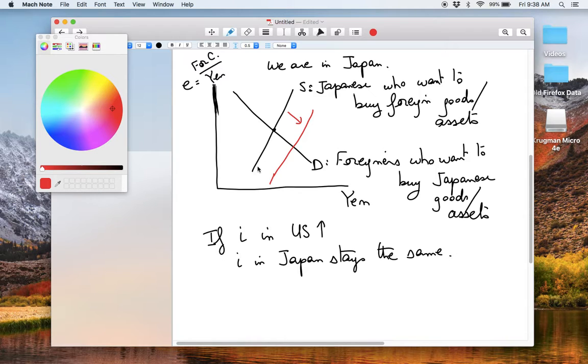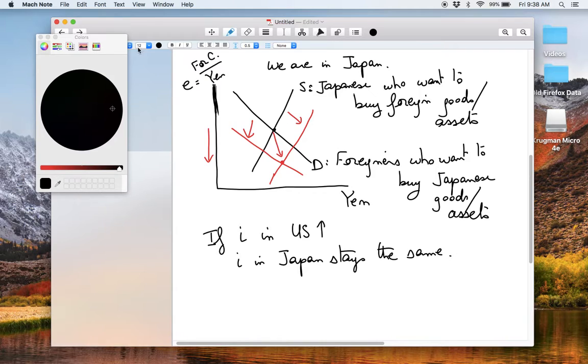Also, if the interest rate is higher in the US, foreigners are not going to want to buy Japanese assets anymore, right? Because they'd rather go and invest in the US, which has the higher interest rate. So the demand for Japanese assets goes down as well. So as a result, the yen will depreciate. Okay? Let's do another scenario.